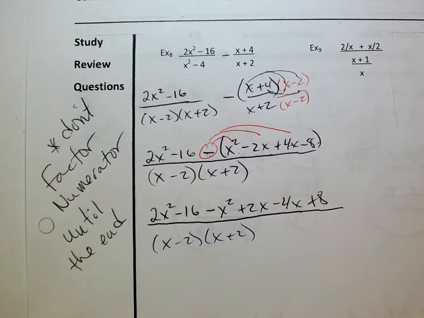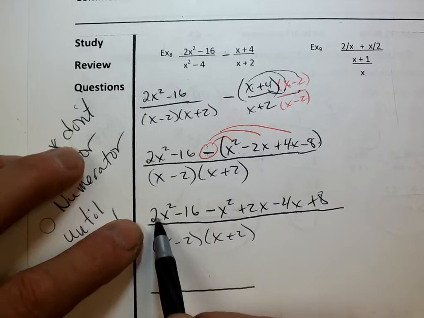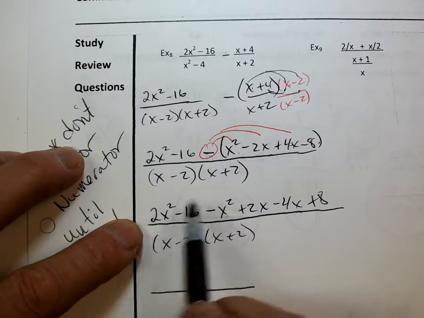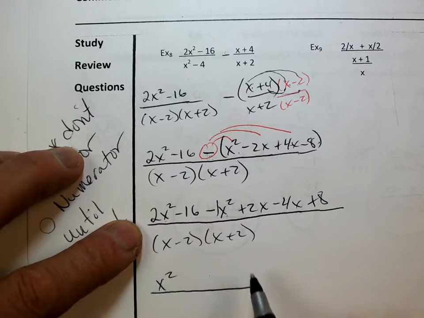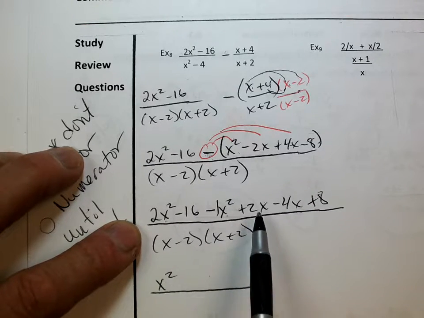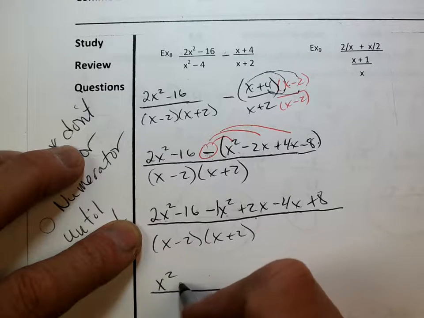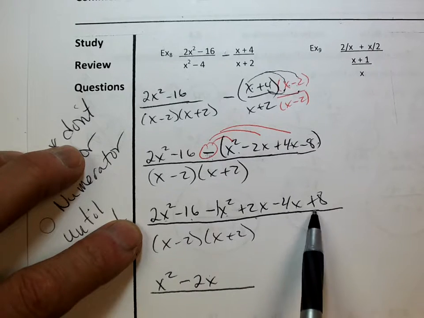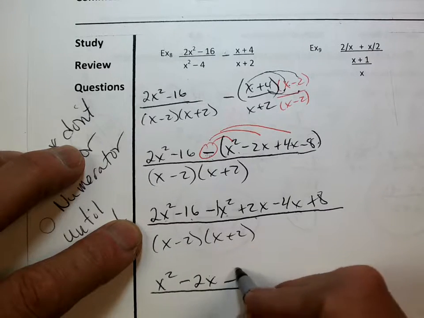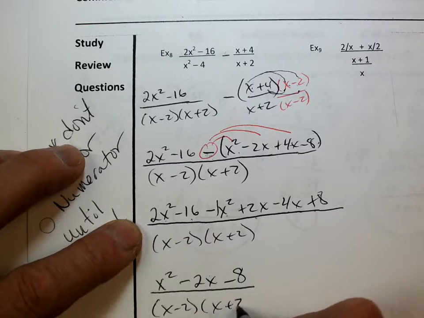Okay, now I could probably tidy up the top, right? Tidy up the numerator. So if I tidy up the numerator, let's see, I'd have a 2x squared minus an x squared is a 1x squared, right? See the 1x squared? Let's see, I've got a 2x minus a 4x is going to be a negative 2x, right? I'll have a 16 and an 8 makes a negative 8 all over my x minus 2, my x plus 2, okay?